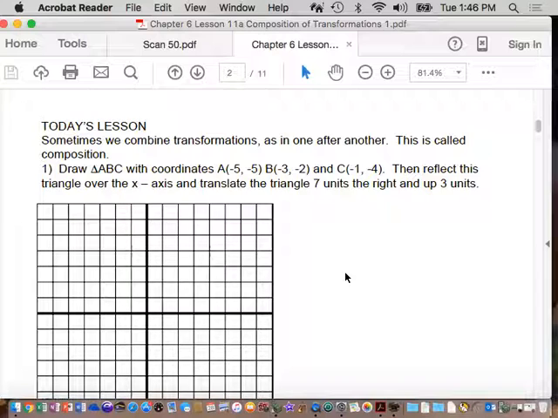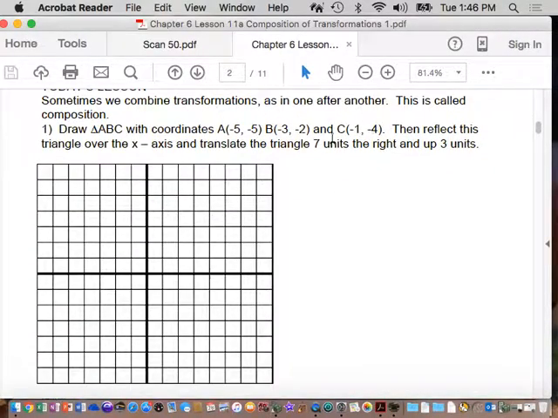Like in music, you join the drums with the guitar, with the piano, with the saxophone, with the vocals, and it makes one sound. Well, now we're going to do a reflection and a translation all at once to this particular problem. So why don't you start out, everybody graph triangle ABC, okay? And then I will work through it to show you the composition.